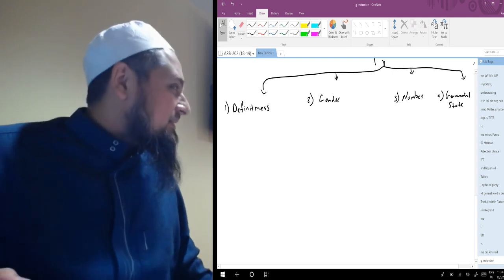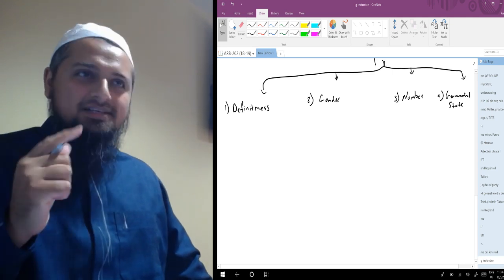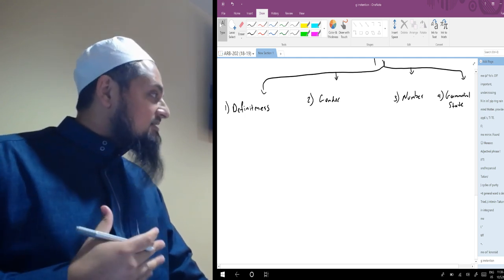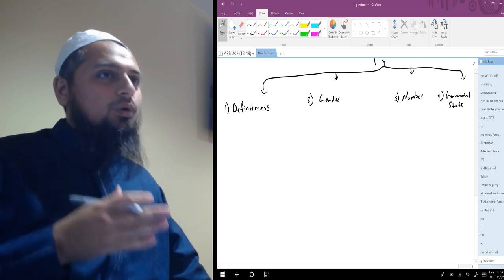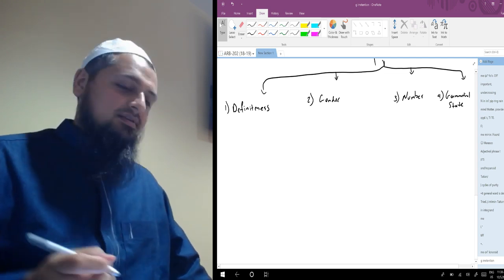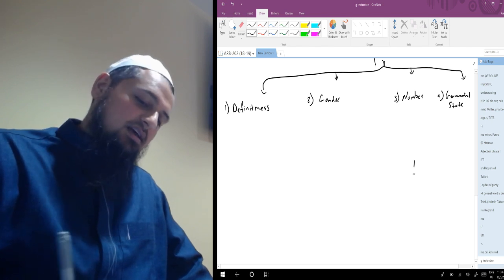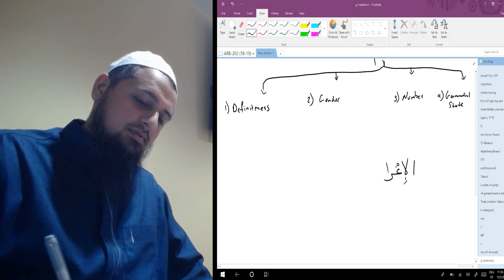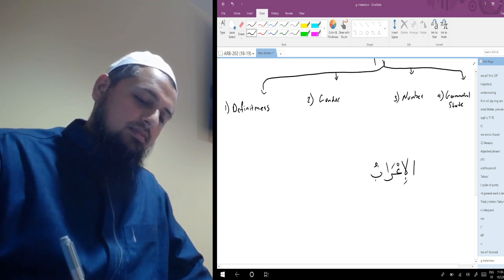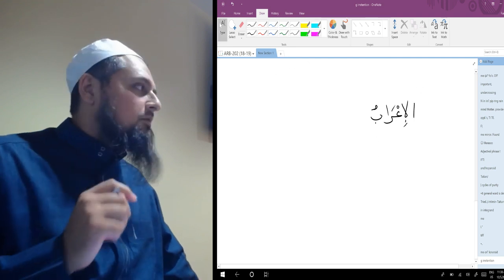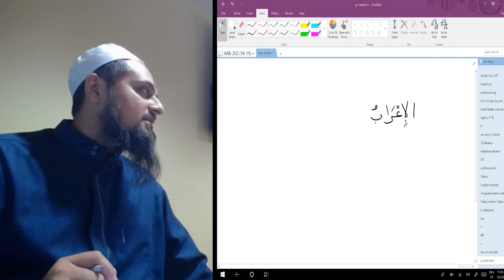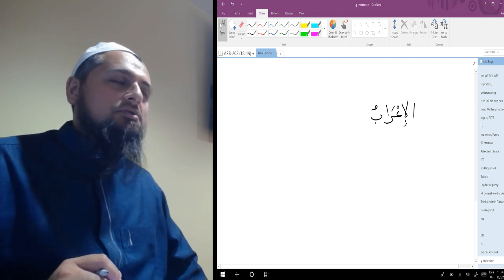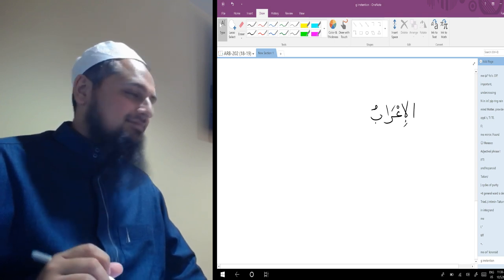Alright, grammatical state. Every single ism in the Arabic language, when it's part of a sentence, is going to experience one of three grammatical states. In Arabic we call this al-i'rab. Every single noun, when it is part of a sentence, is going to experience one of three grammatical states. What are those three grammatical states? This is review. Good.